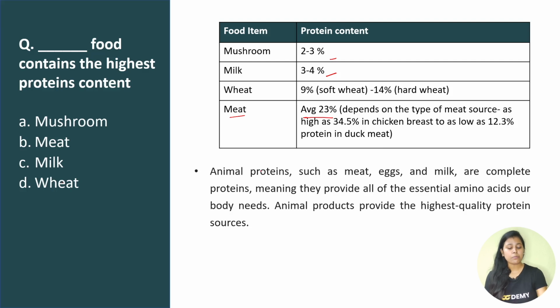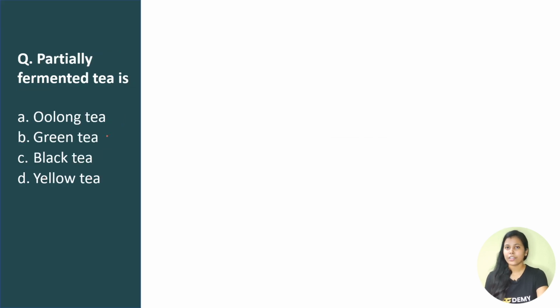Also talking about meat proteins, we know that animal proteins are a very good source of protein. Why? Because they are called complete proteins. Why? Because they have the full set of essential amino acids. All the essential amino acids are there in those animal proteins, such as meat, eggs, milk, etc. So they provide very high quality protein sources. Okay, now in this question, the option will be meat because that is having the highest protein content. Okay, moving on to the next question.